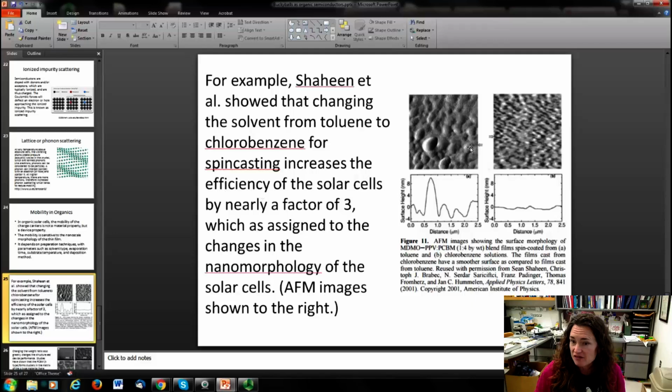So here's some AFM images of some films that they used. The one on the left was where the organic molecules were dissolved in toluene, and the one on the right is where they were dissolved in chlorobenzene. And you can see that the structure is different. The length scales depicted here are the same, but you get kind of a smoother, bigger substructure here on your toluene films than you do in your chlorobenzene films.